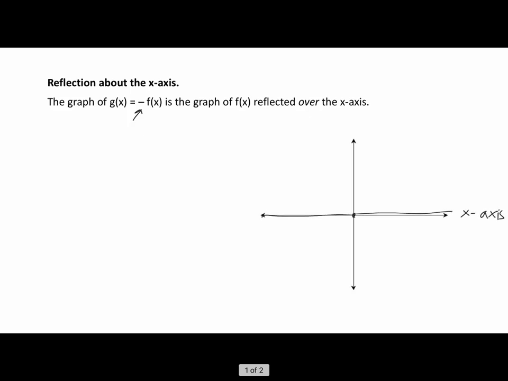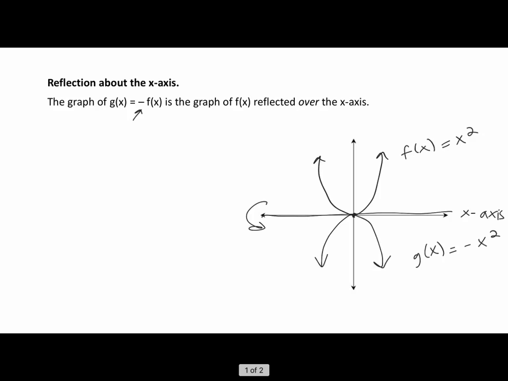So say I have a basic x squared function for f of x. Then if g of x is the negative of f of x, then that means it's going to reflect over the x-axis. So everything is going to look like a reflection in a mirror or in water.